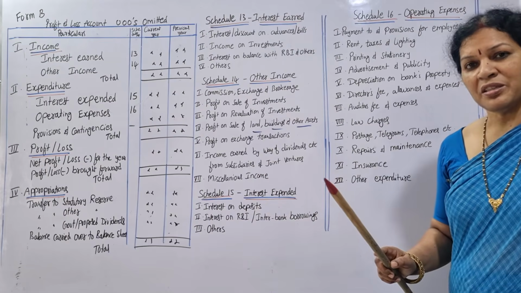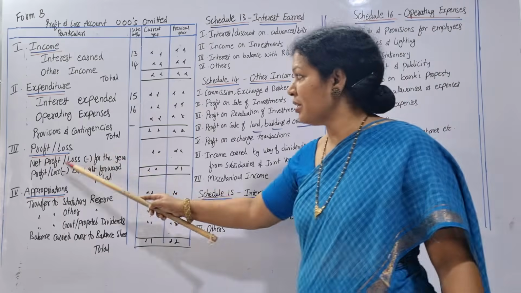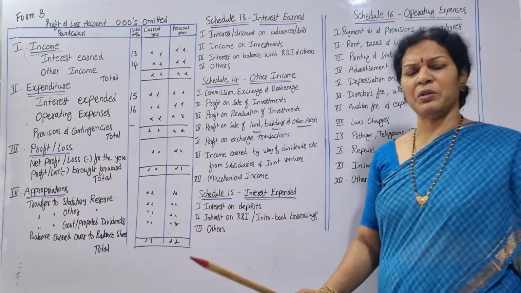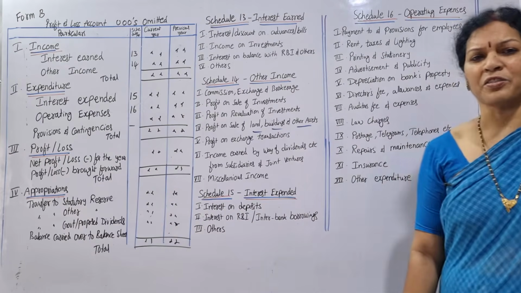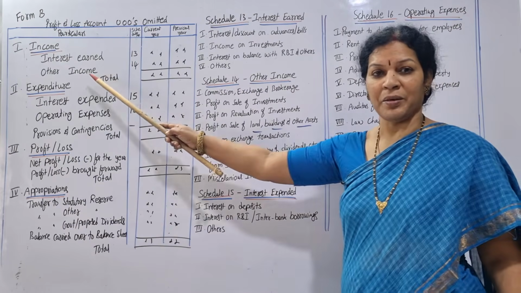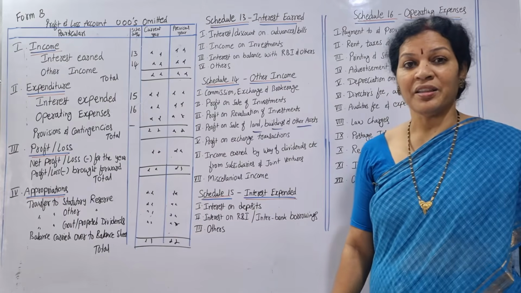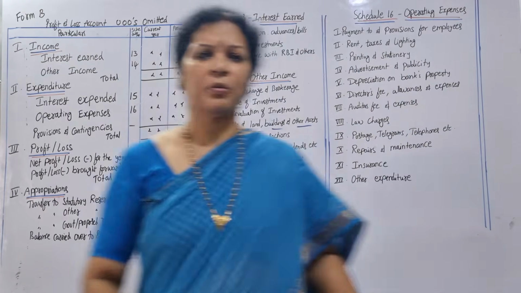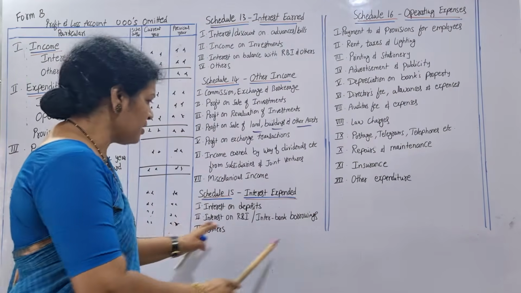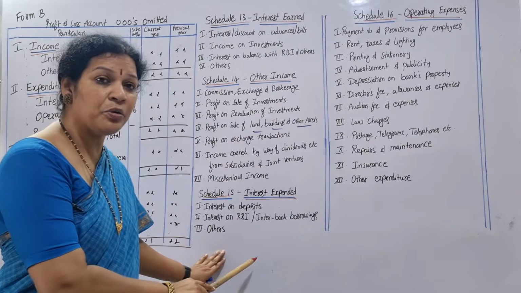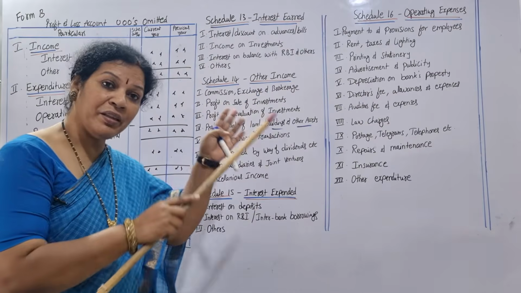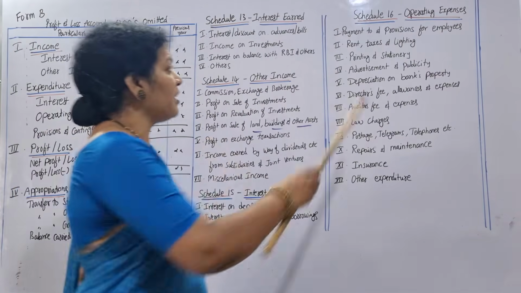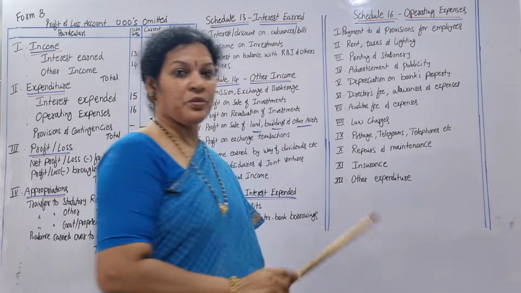Now schedule number 16 is other expenses. Other expenses means operating expenses. We don't say other expenses, we use the word operating expenses. There we said other income, but here other operating expenses means other expenses. Operating expenses means the expenses which are not related to interest. Everything, all expenses come under the operating expenses. For example, you can see lots of items.